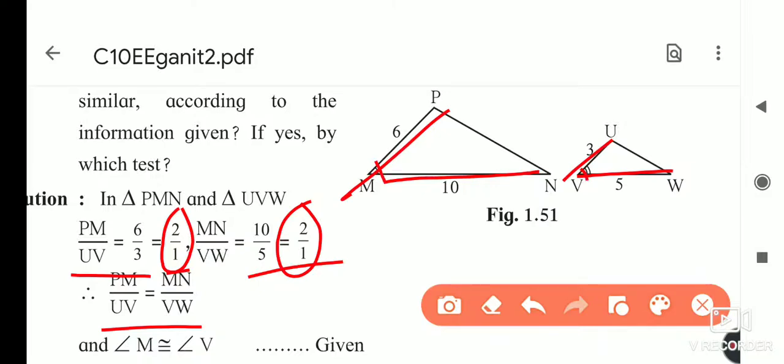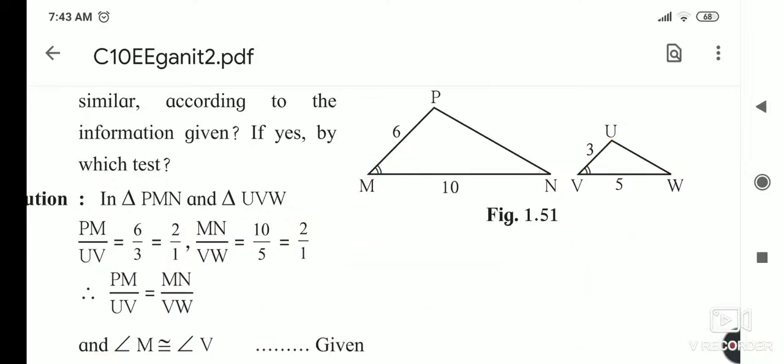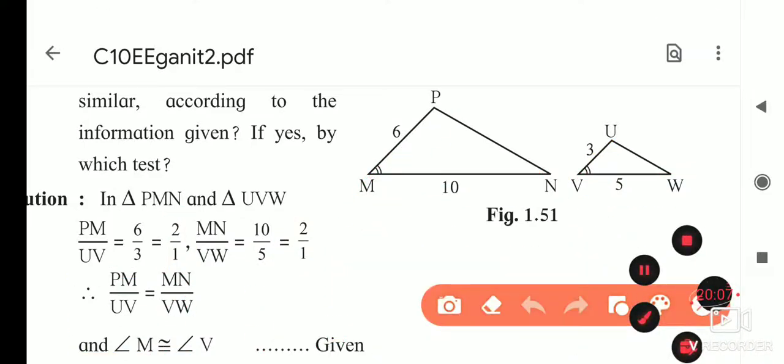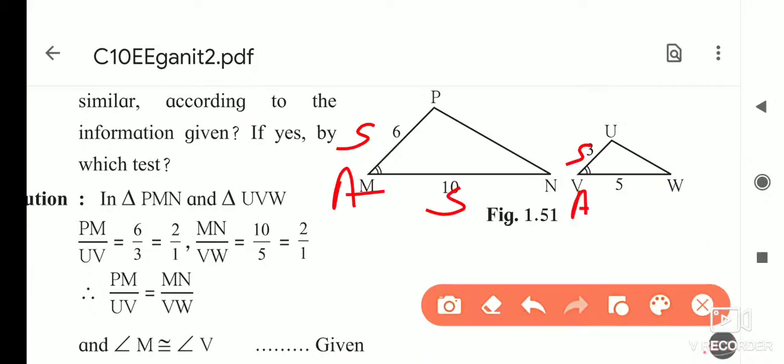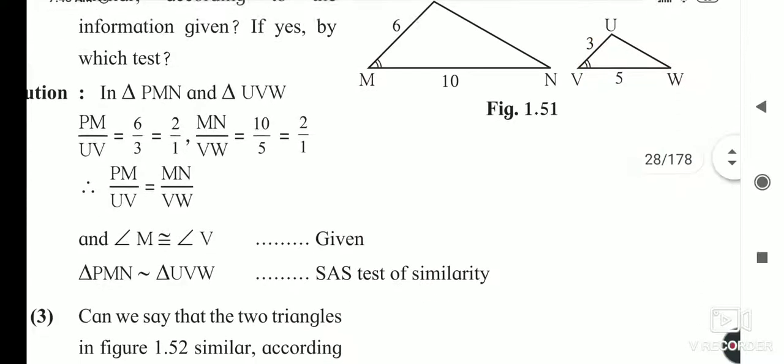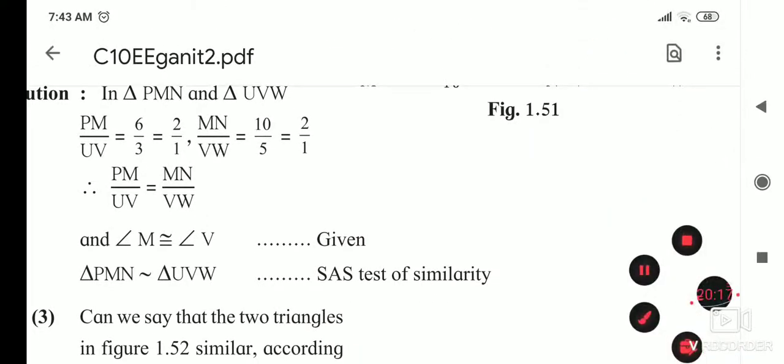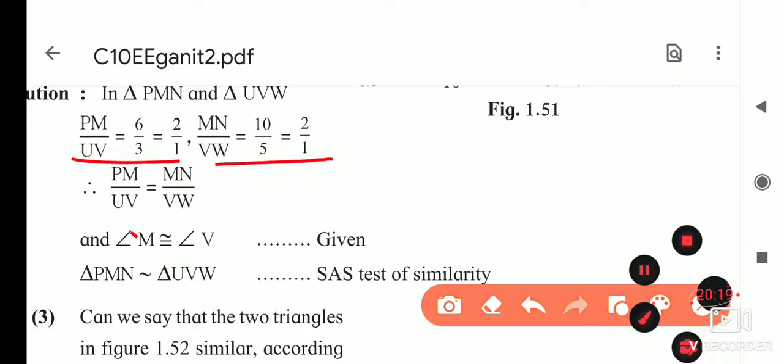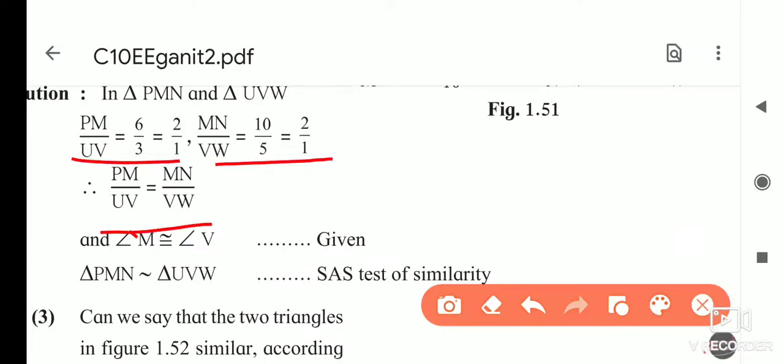and this angle is in between the sides whose ratios are the same. So these two triangles are similar to each other by which test of similarity? That is, yes, SAS test of similarity. Understand? So we have to write in this way. First of all, show the ratios of corresponding sides are equal. Then show the angle is congruent, and then these two triangles are similar to each other by SAS test of similarity.